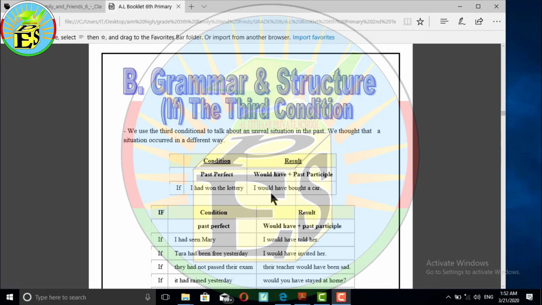Look at this table. Look at this if. First part is condition. Second part is result. You have to put a comma between the first part and the second part if you use if at the beginning.